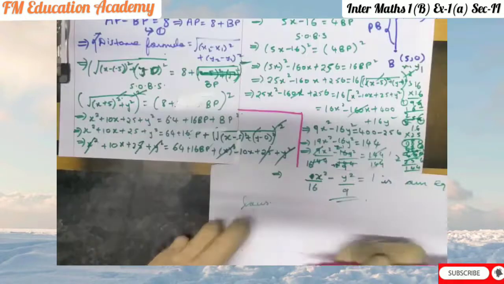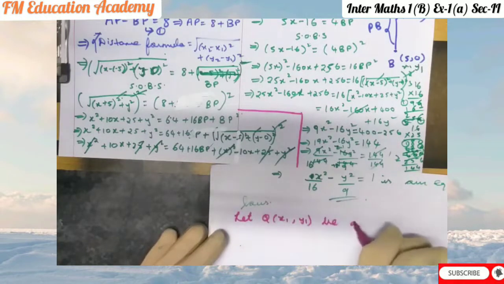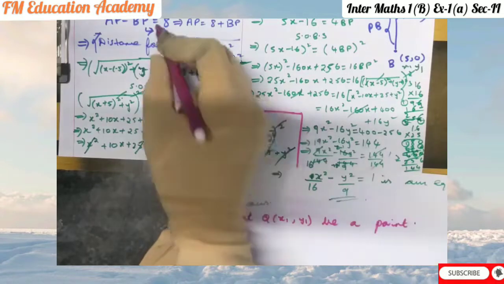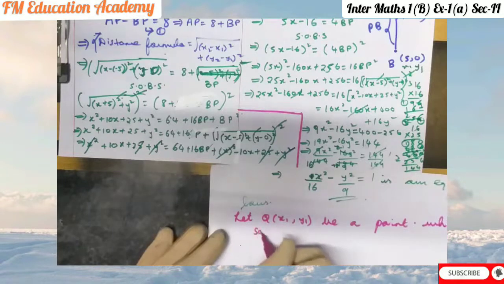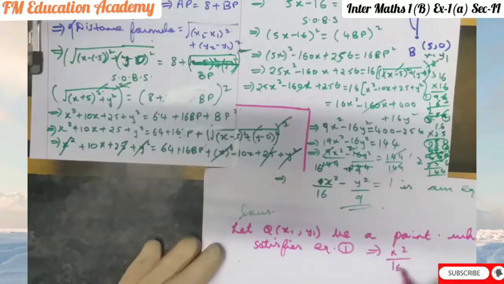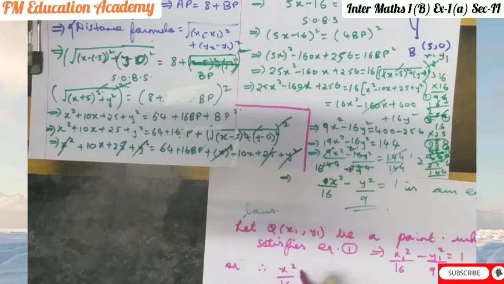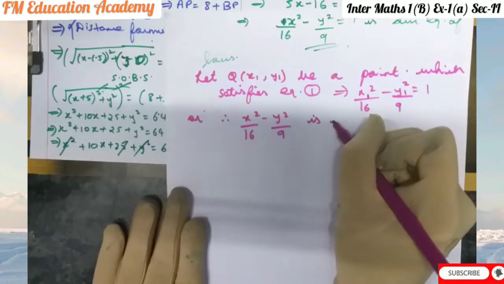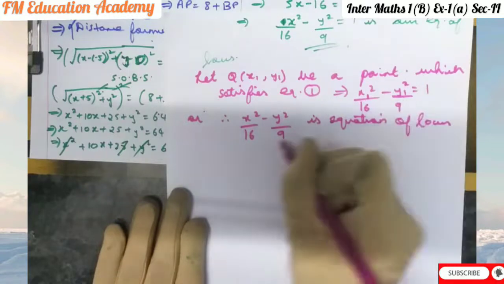Sorry for the ink. We will assume that Q (x1, y1) is a point which satisfies equation 1. So we can write x1 square by 16 minus y1 square by 9 is equal to 1. Therefore x square by 16 minus y square by 9 is the equation of locus. Why? Because (x1, y1) is satisfying it.